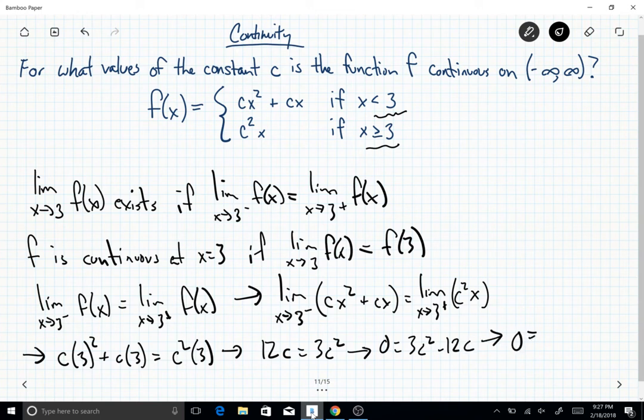Set it equal to 0. You can factor out a 3c in that case, so you get 3c, and then what are we left with? We're left with a c and then a minus 4. So that means c equals, we set each factor equal to 0, so 3c equals 0, meaning c equals 0, and c minus 4 equals 0 means c equals 4. And that's our final answer. So we found where it's continuous just by having those two values, and that's it.